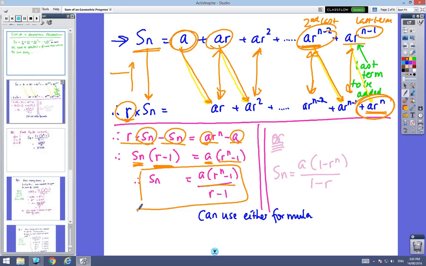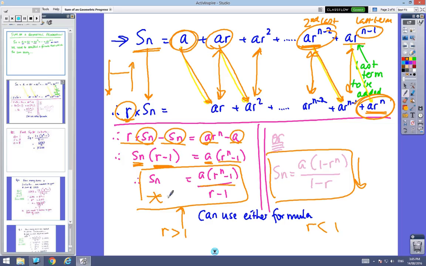Now, if we had subtracted the other way, we would get this formula. And both formulas are okay to use, but you only have to use one of them. Traditionally, this one was used when r was greater than 1, and this one was used when r was less than 1. But you don't have to, you can just use the one formula. You don't have to know where the formula comes from, you just have to know the formulas. So let's look at some examples.